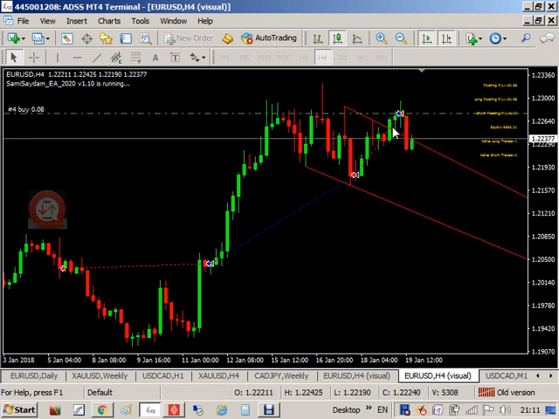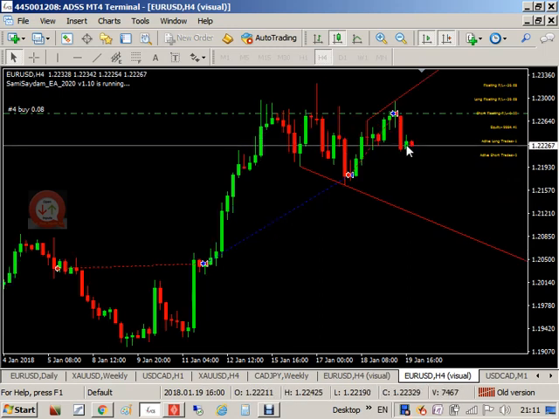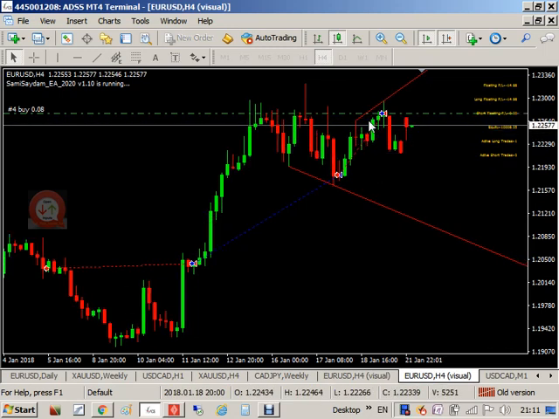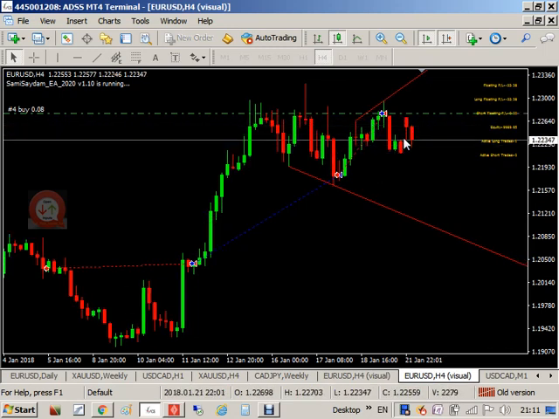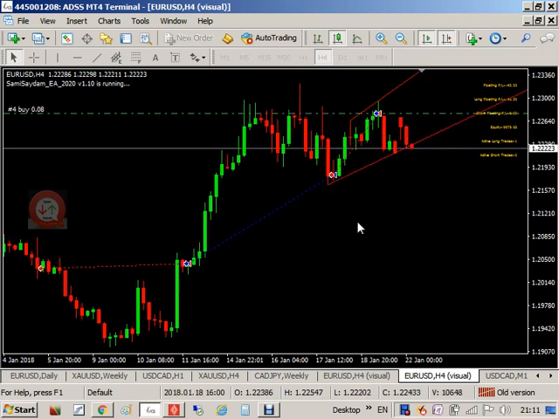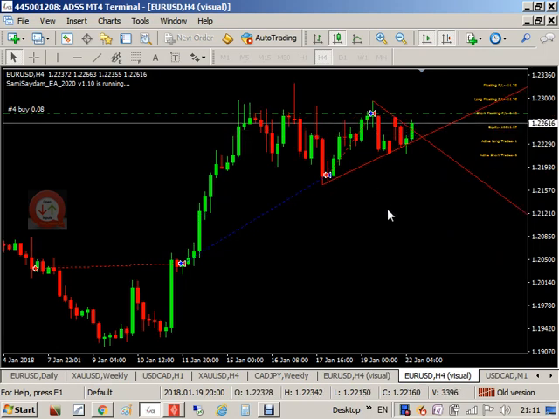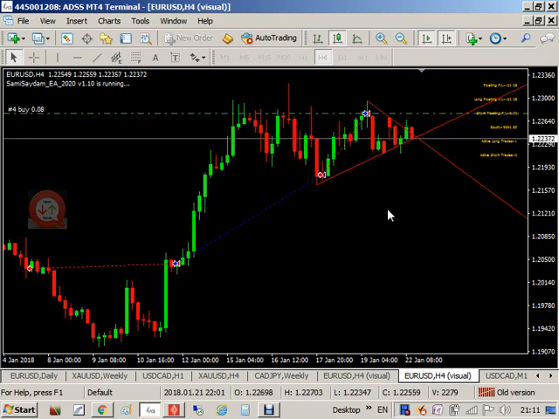Now it is breaking down the support line. This is the weekend. It shows like it is a weekend gap. This is how it will work in the 4 hours chart.